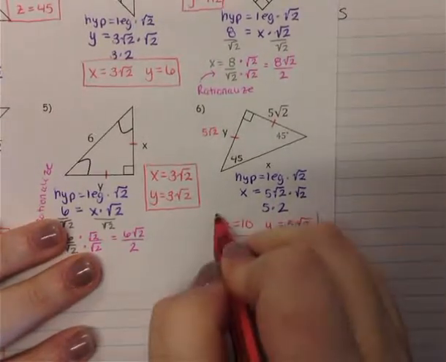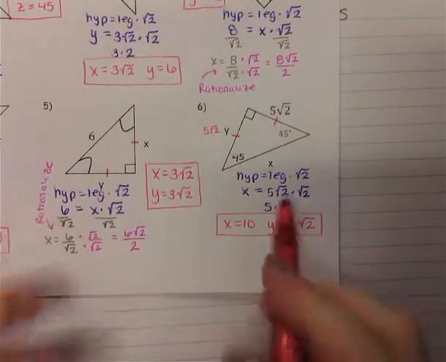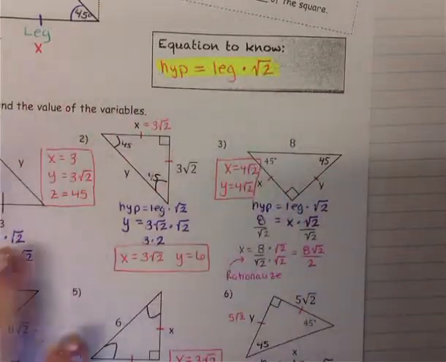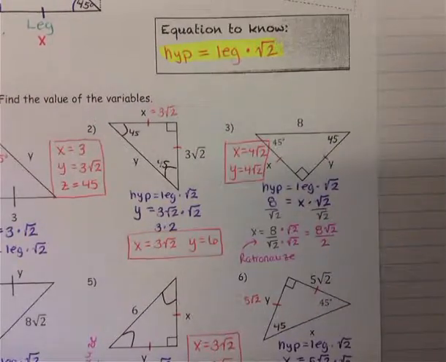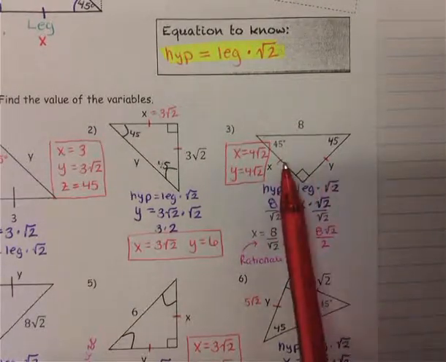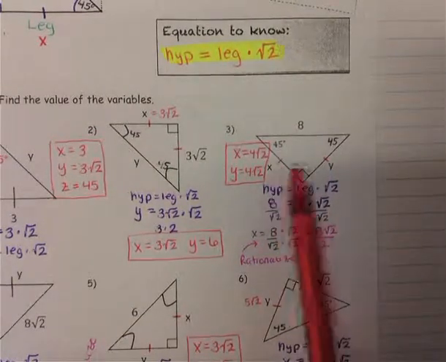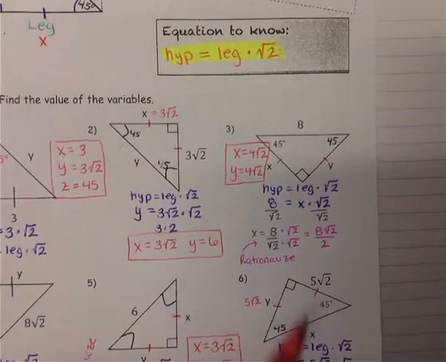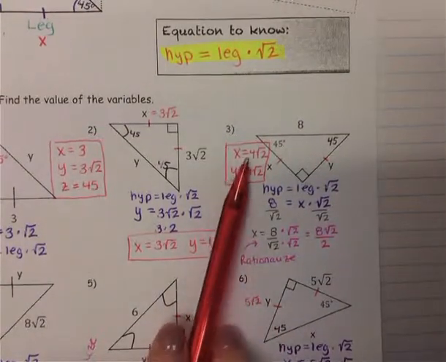So each time when you have a 45, 45, 90 triangle, you use the equation that the hypotenuse is equal to your leg times the square root of 2. And you could have solved each of these problems by using the Pythagorean theorem because your x and your y would be the same. So I could just use x squared plus x squared is equal to 8 squared. And then I could have solved and simplified my radicals, and I would have gotten 4 square root of 2.